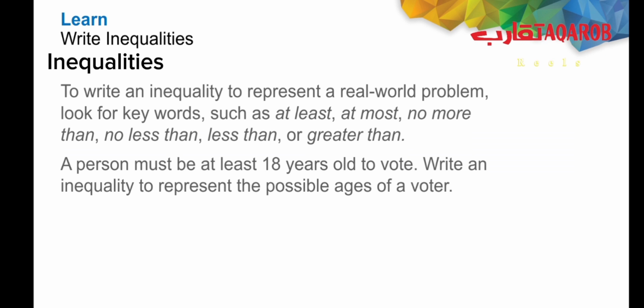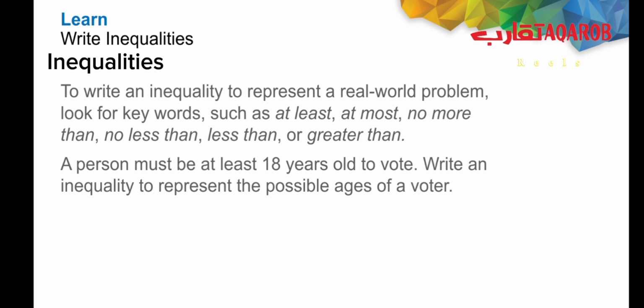A person must be at least 18 to vote. Now, can a person whose age is 18 and 2 months vote? Yes, of course, because at least it's 18. But can a person that is 17 and 9 months, or 11 months, vote? No, he can't, or she can't. Why? Because actually it's less than 18. So at least it's 18, and it could be any age above 18.